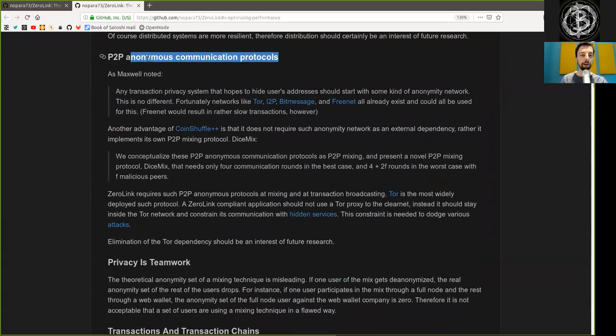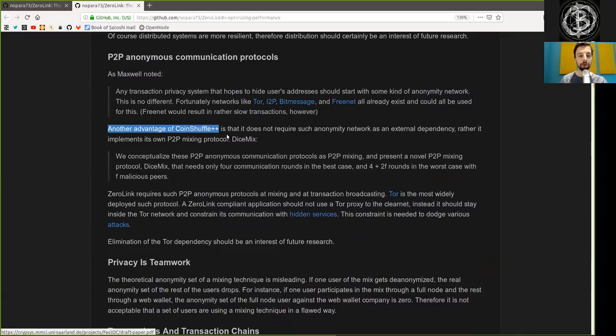The peer-to-peer anonymous communication protocols. As Maxwell noted, any transaction privacy system that hopes to hide user addresses should start with some kind of anonymity network. This is not different. Fortunately, networks like Tor, I2P, BitMessage, and Freenet already exist and could be used for this. Freenet would result in rather slow transactions, however.